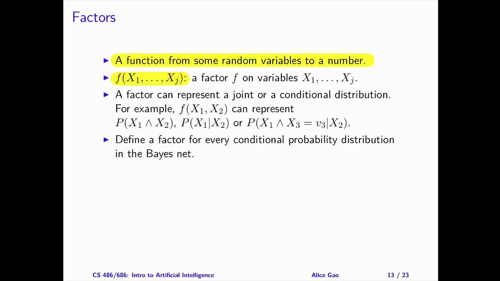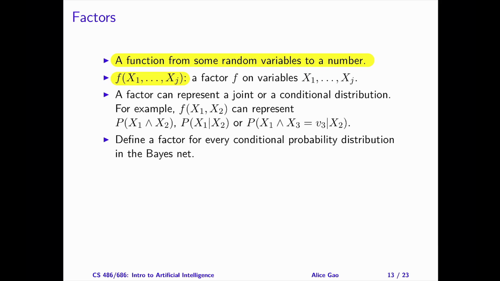A factor is an abstract concept. It can represent a joint probability or a conditional probability. For example, a factor with two variables x1 and x2 can represent one of three things. The probability of x1 and x2. This is a joint probability. The probability of x1 given x2. This is a conditional probability. The probability of x1 and x3 given x2, where x3 is equal to v3. For the third probability, although x3 appears, it is not a variable since we already assigned a value to it.